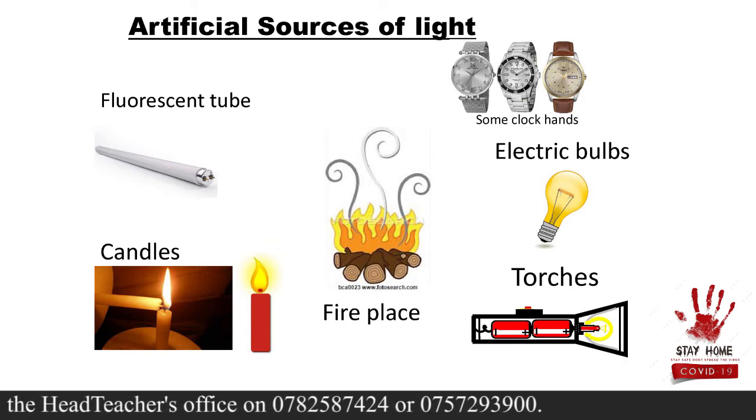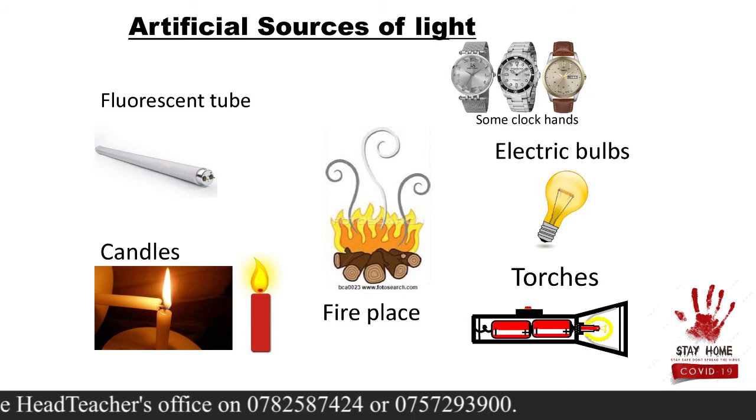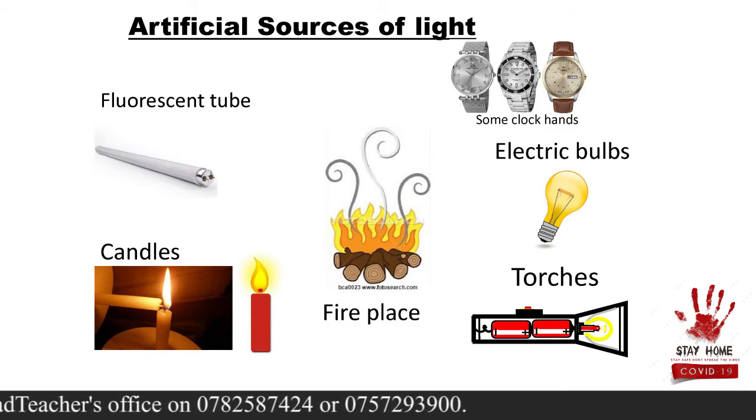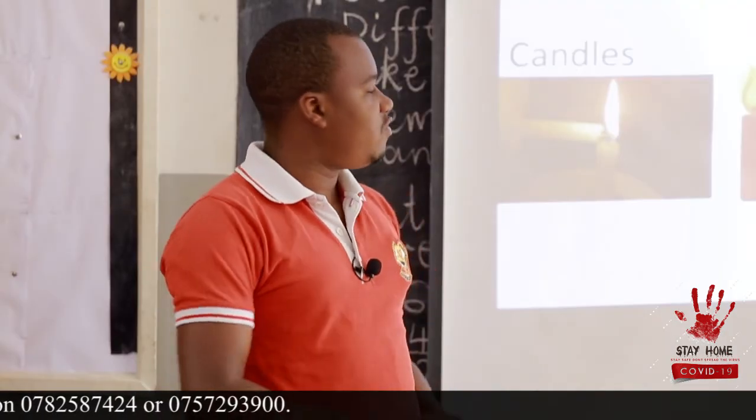So you can have a look at these pictures. We have electric bulbs, we have torches, we have fireplaces. Fireplaces was missing in my list, so we can add it there also. We have fluorescent tubes. It was also missing on my list. You can put it there. I said there are many. So we have candles here. So those are some of the artificial sources of light.